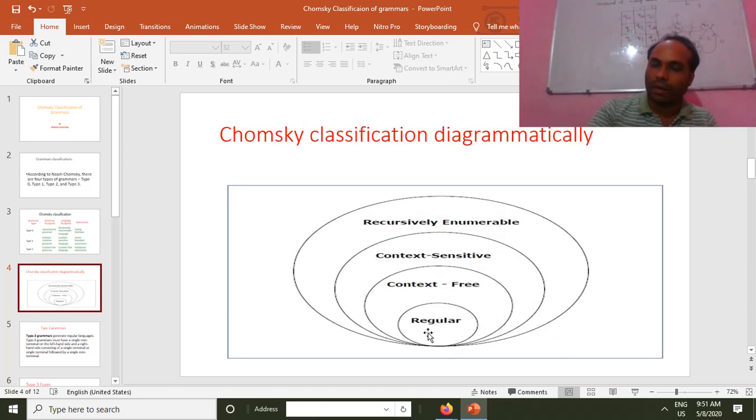Regular grammars define all the regular languages. Context free grammars give the context free languages. Context sensitive grammars give all the context sensitive languages. Type 0 or unrestricted grammars give the recursively enumerable languages, and in the theory of automata the Turing machine accepts those.